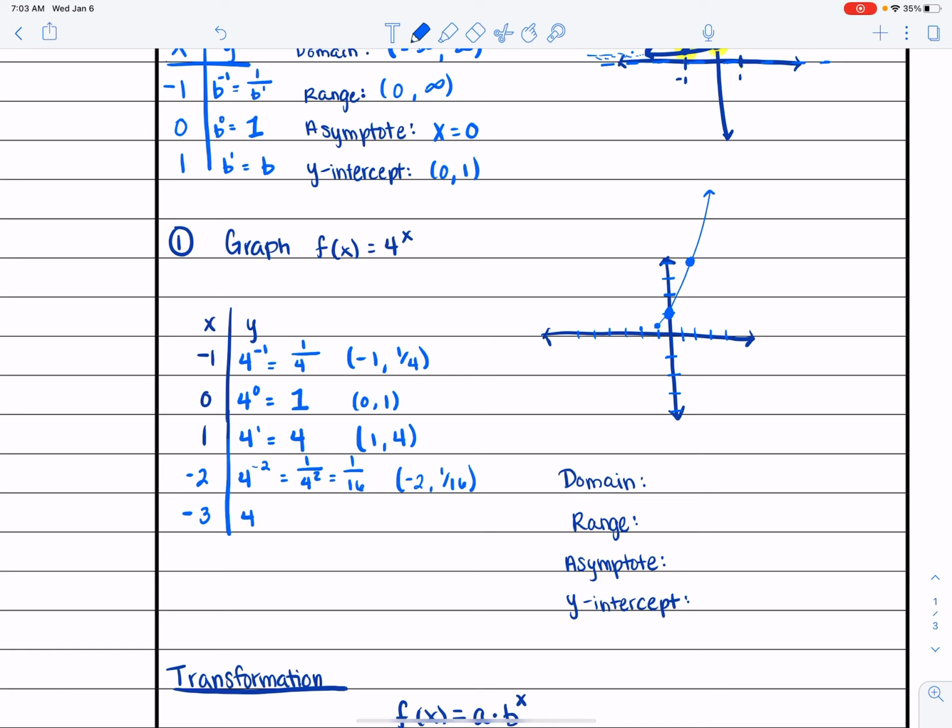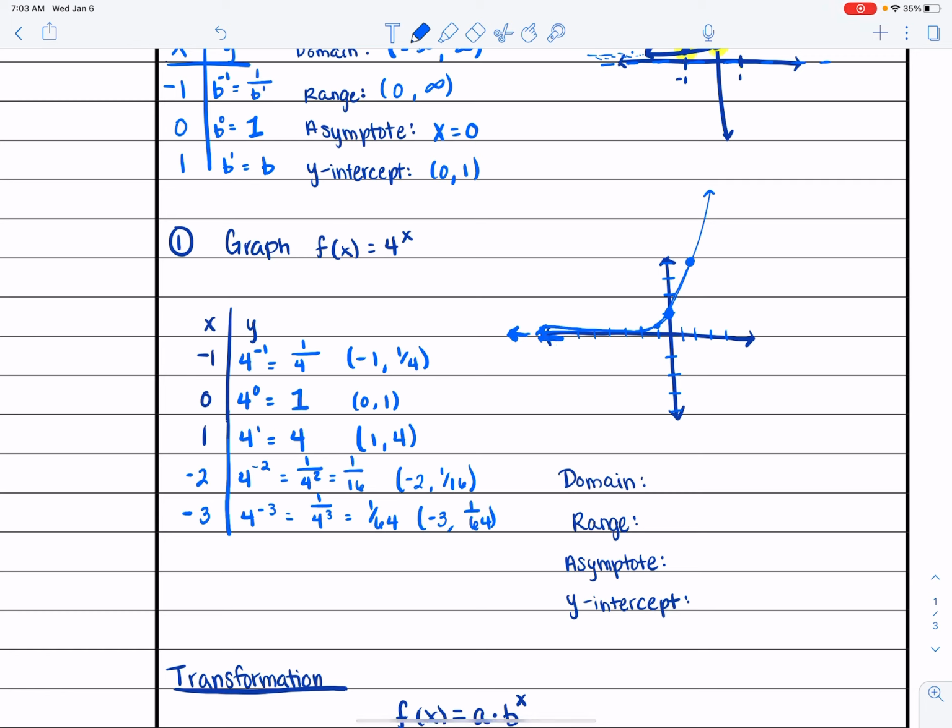Then 4 to the -3 power is 1 over 4 cubed. That's 1/64. So I have (-3, 1/64), which is even smaller. So as we go to the left, as our graph moves left, we are getting closer and closer to 0. But we're never actually going to touch it. So it's really hard to draw that, but it's going to go really close to 0, but never actually be on that line.